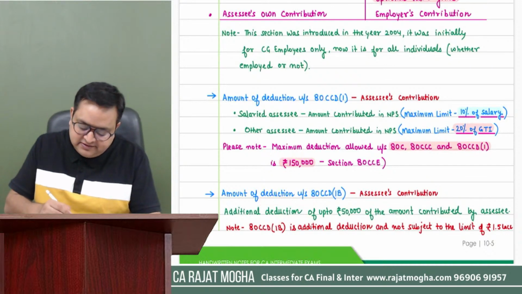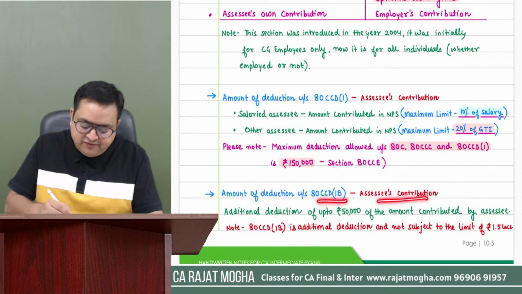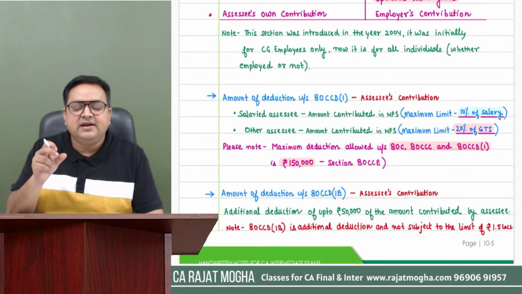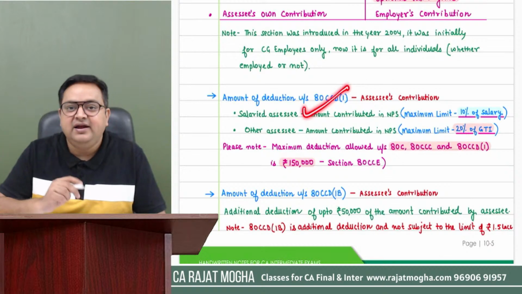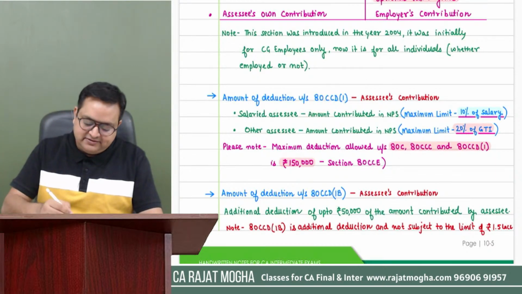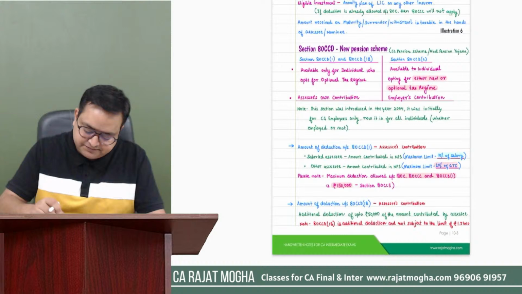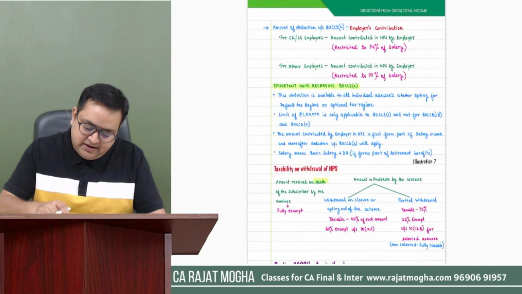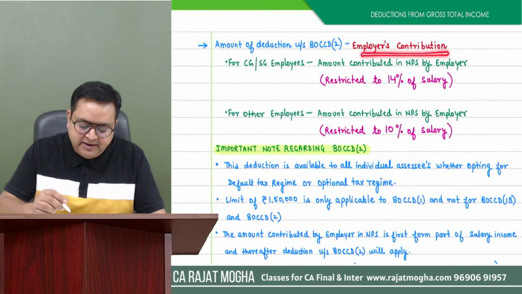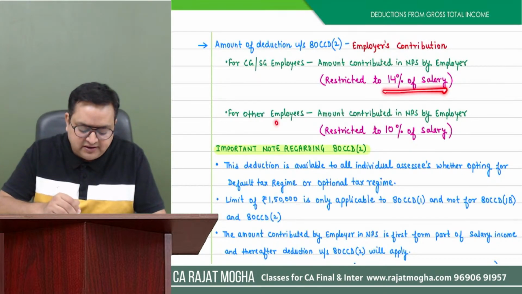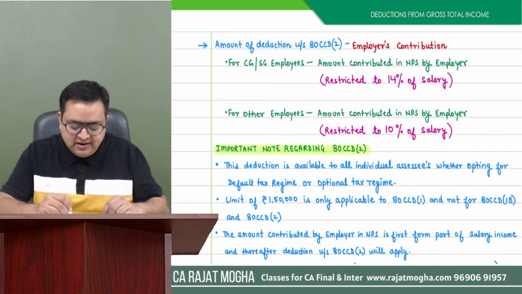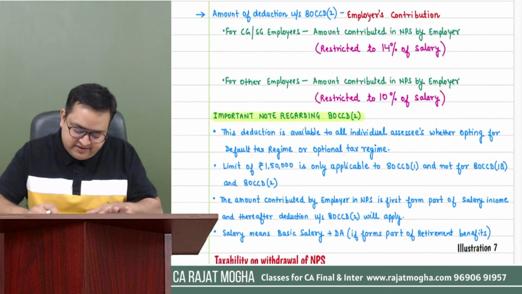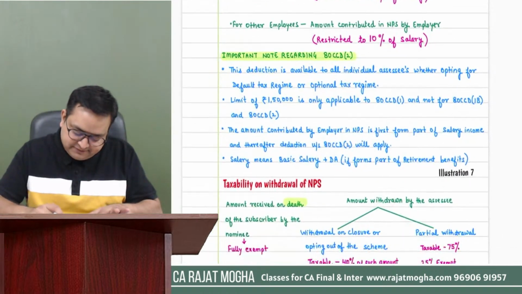Amount of deduction under section 80 CCD 1B, assessee's contribution. 1B is also assessee's contribution. How much can he claim? Maximum 50,000. When can he claim? If he is not able to claim the entire deduction in 80 CCD 1, then he can claim deduction of 80 CCD 1B. And in 80 CCD 2, the employer contribution can be claimed. If the assessee is a central government or state government employee, please remember 14% of salary. If they are other employees, then 10% of salary. These all things I have already discussed.